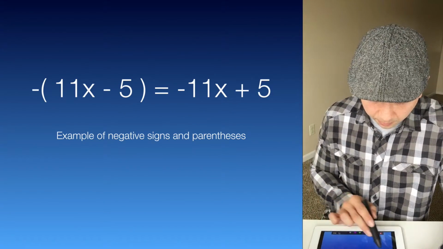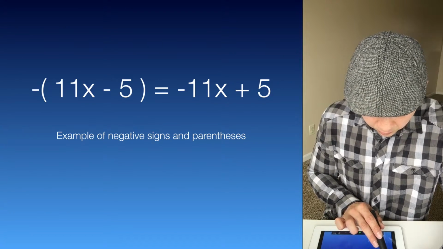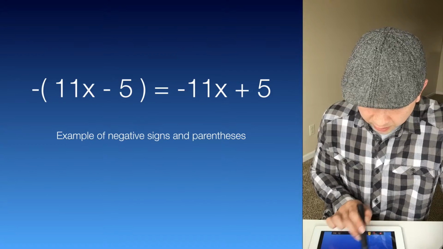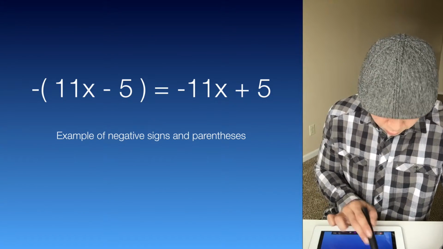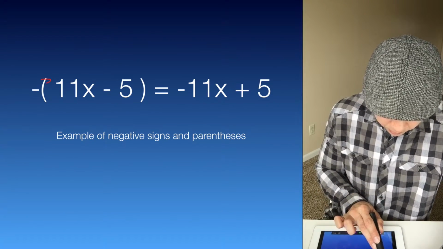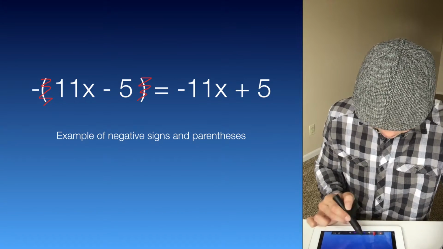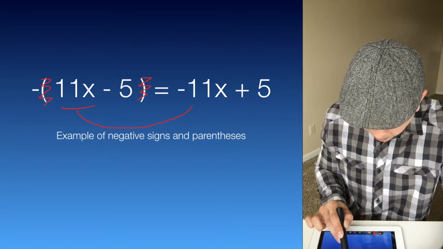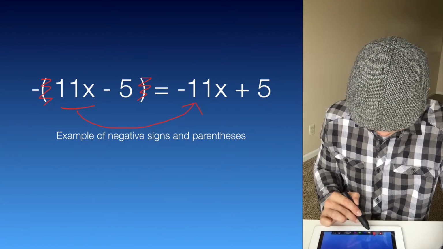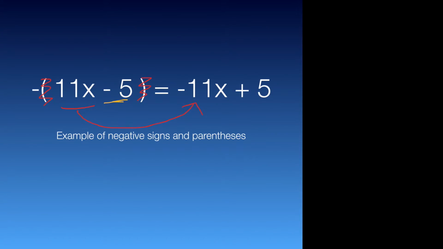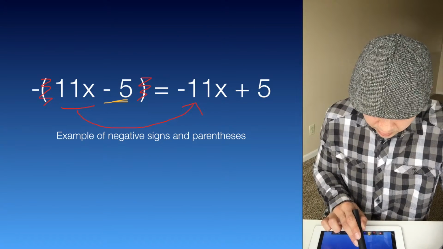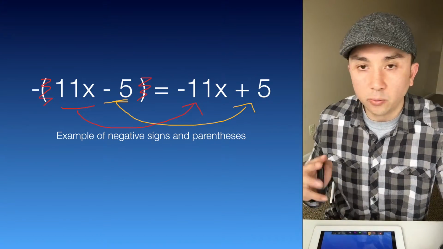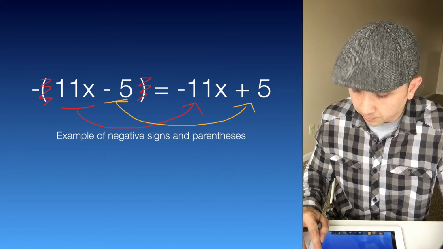So now here, we have negative (11x minus 5). So all we're going to do is remove the parentheses, and then we have positive 11x, so that means we're going to have negative 11x. Well, here we have minus 5x, so here we're going to have plus 5x. So all we do is write the opposite.